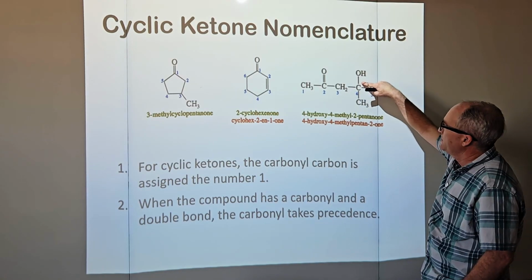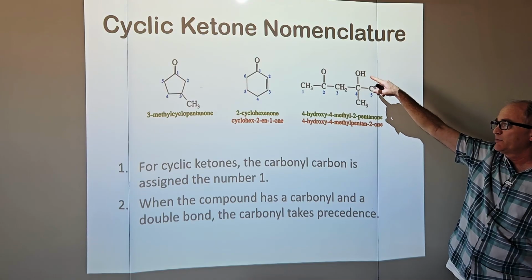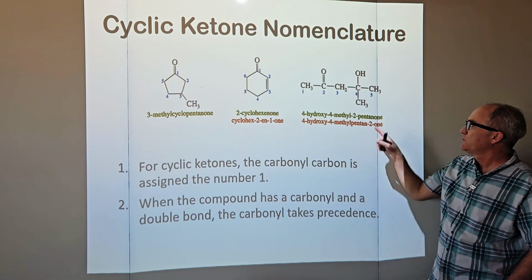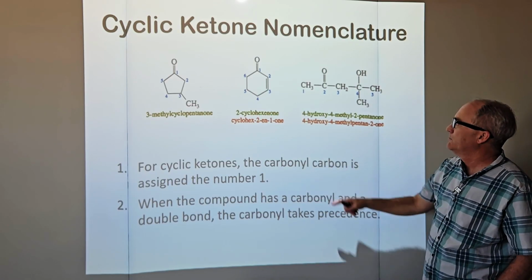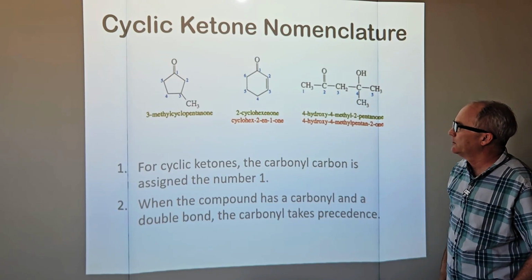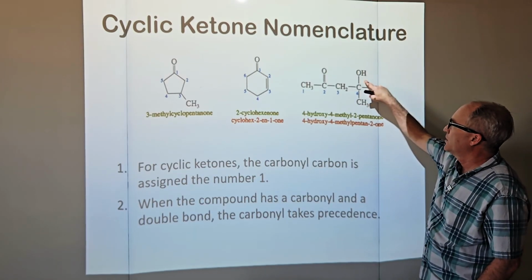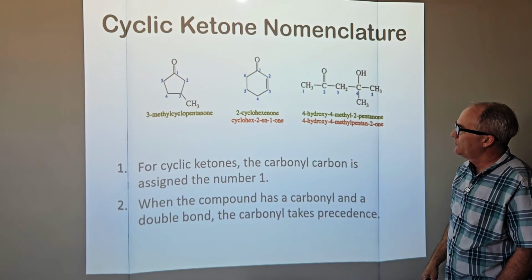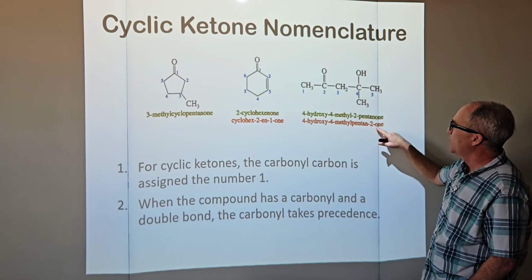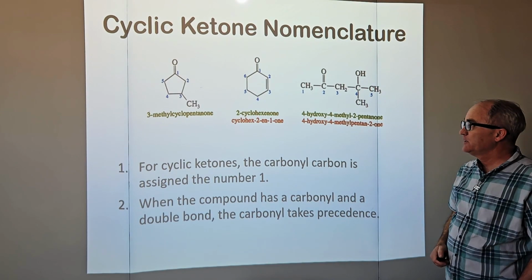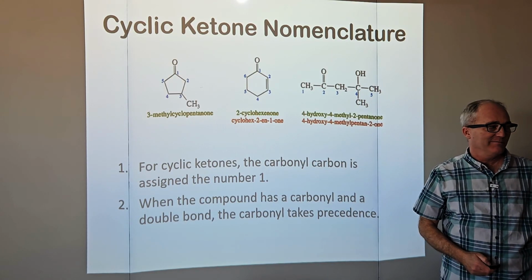3-methylcyclopentanone. And here we have an alcohol group. And the carbonyl carbon has precedence over an alcohol. So we don't start numbering 1, 2, 3, 4, 5 that way. We start over here to give carbonyl carbon the lower number. And we name this as a hydroxy substituent. 4-hydroxy-4-methylpentane-2-one. That about covers it, I think, for nomenclature. Any questions on the nomenclature?